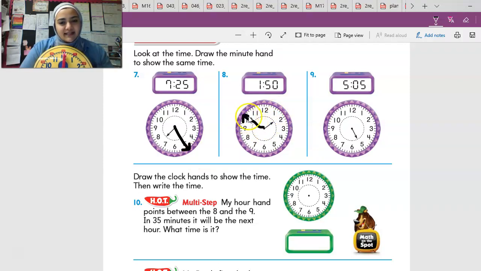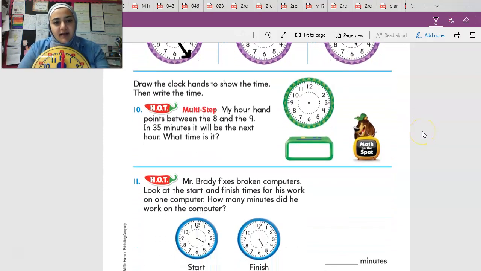Draw the clock hands to show the time, then write the times. My hour hand points between the 8 and the 9. The hour hand is the small hand, and it's pointing between what? The 8 and the 9. Draw that in there. In 35 minutes, it will be the next hour. What time is it? If in 35 minutes it'll be the next hour, that means the big hand is where? If in 35, they're not saying put it on 35. No, they're saying in 35 minutes.